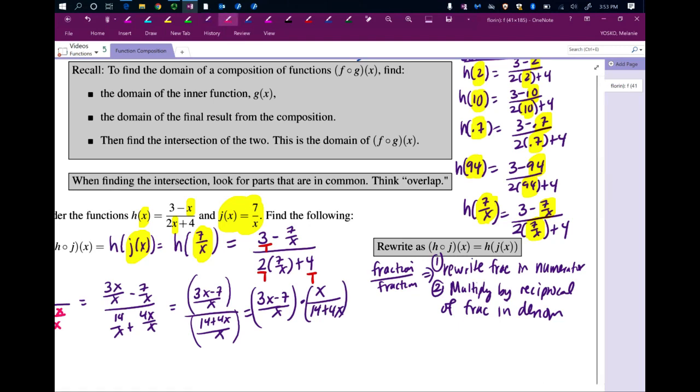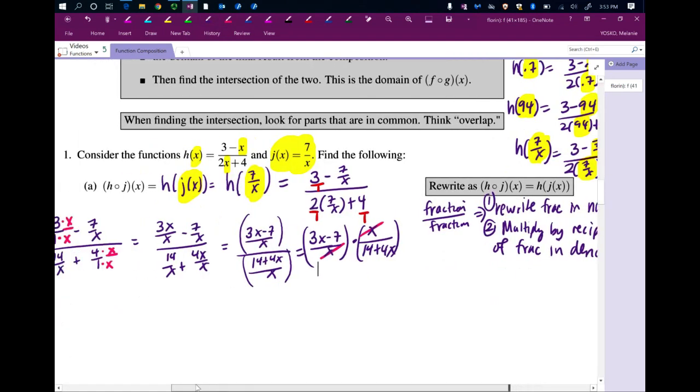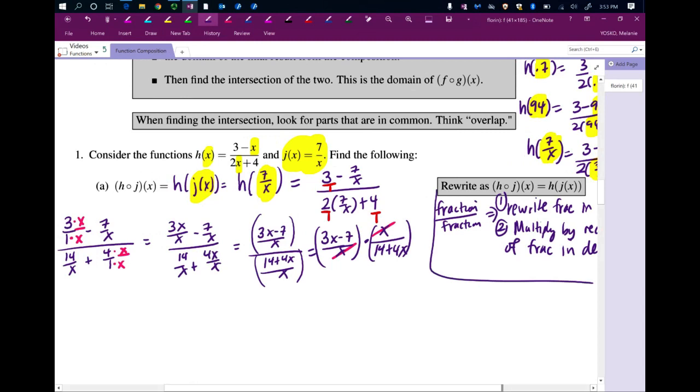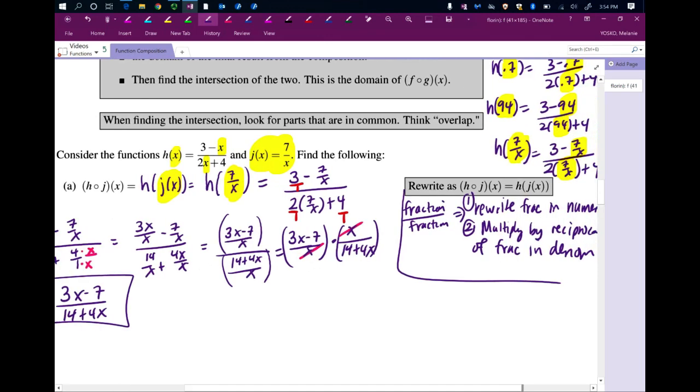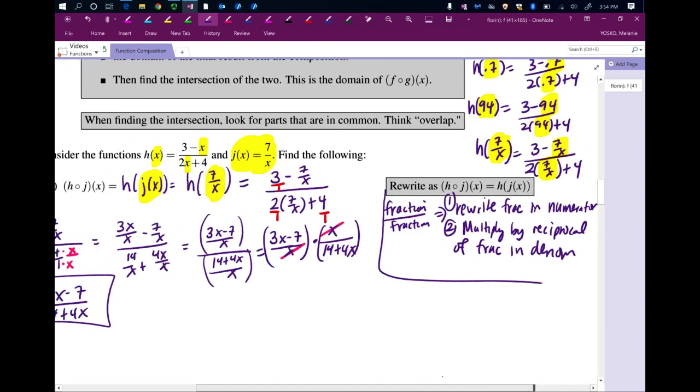Now you can see we have an x on top and an x on the bottom, so they're going to cancel. And we're going to be left with a single fraction. That was our scratch. We're left with 3x minus 7 over 14 plus 4x. This is h composed with j of x. I'll show you one thing real quick before we continue. There was an easier way to simplify this.